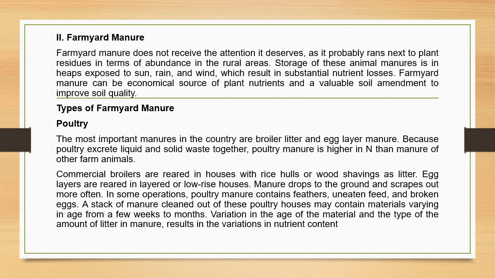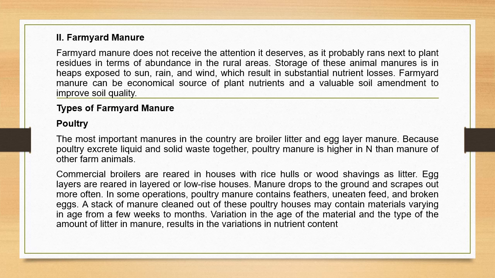Types of farmyard manure. Poultry. The most important manures in the country are broiler litter and egg layer manure. Because poultry excrete liquid and solid waste together, poultry manure is higher in N than manure of other farm animals. Commercial broilers are reared in houses with rice hulls or wood shavings as litter. Egg layers are reared in layered or low-rise houses.